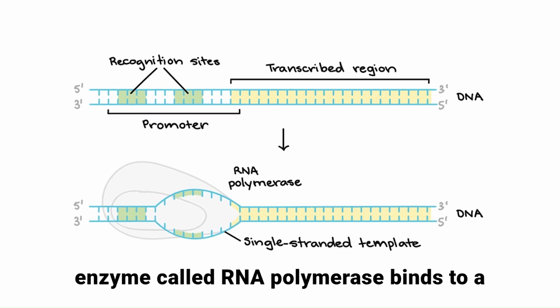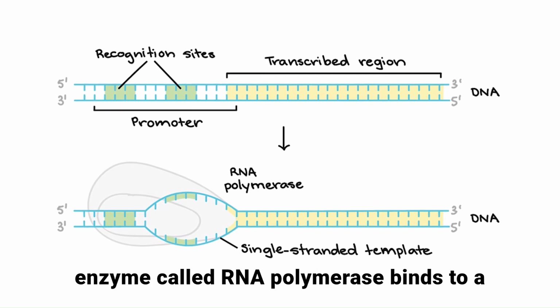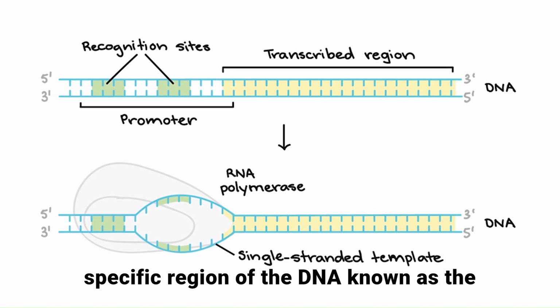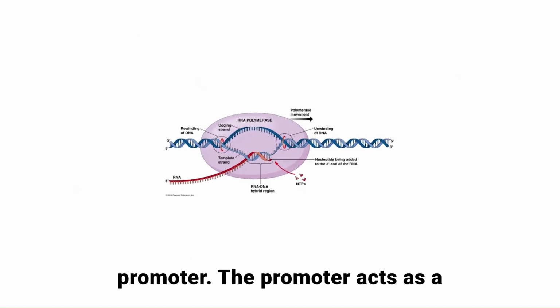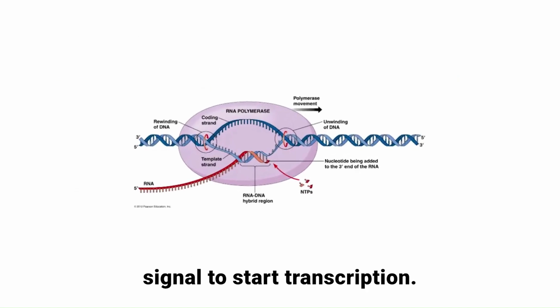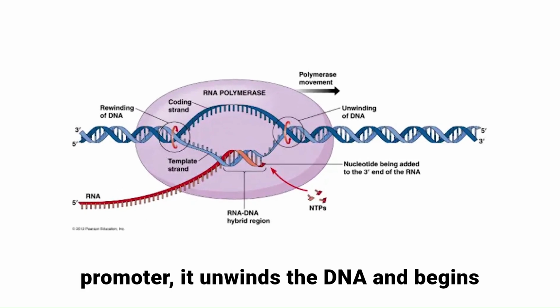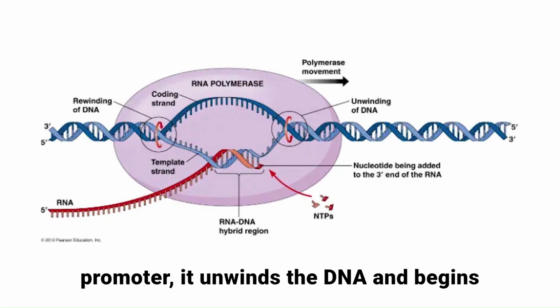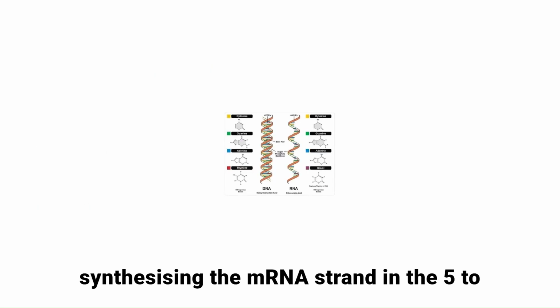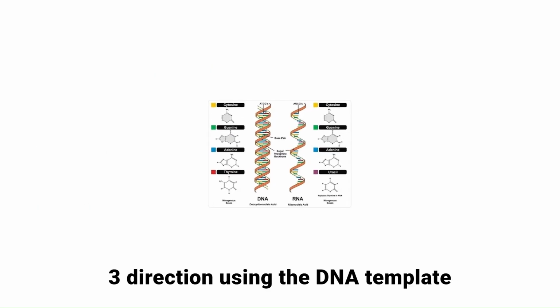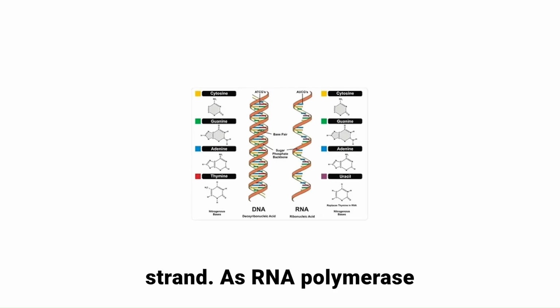Transcription begins when an enzyme called RNA polymerase binds to a specific region of the DNA known as the promoter. The promoter acts as a signal to start transcription. Once RNA polymerase is bound to the promoter, it unwinds the DNA and begins synthesizing the mRNA strand in the 5' to 3' direction, using the DNA template strand.